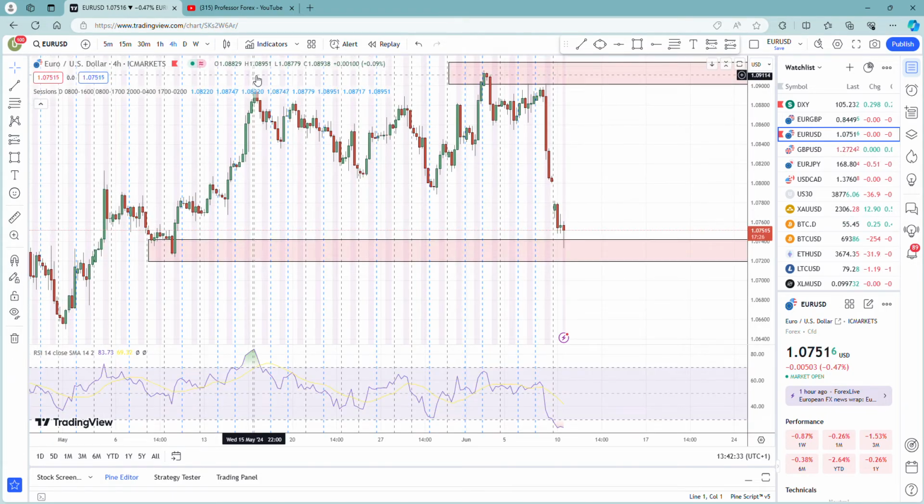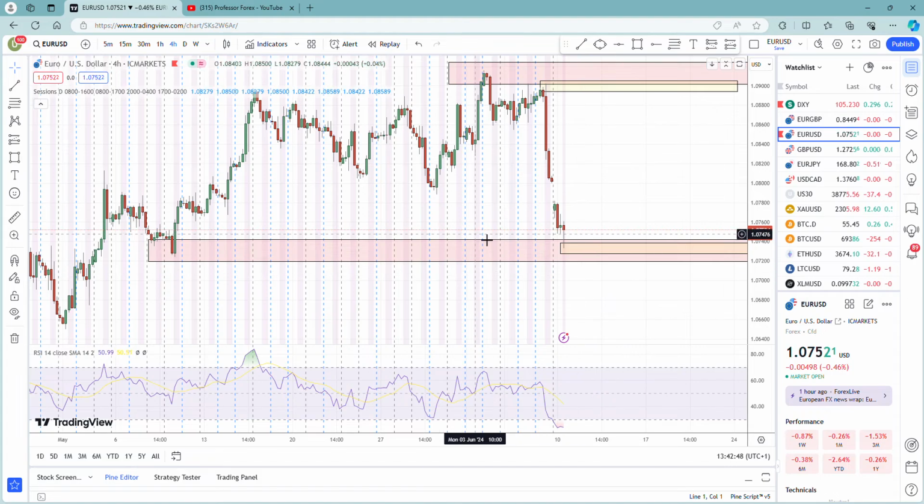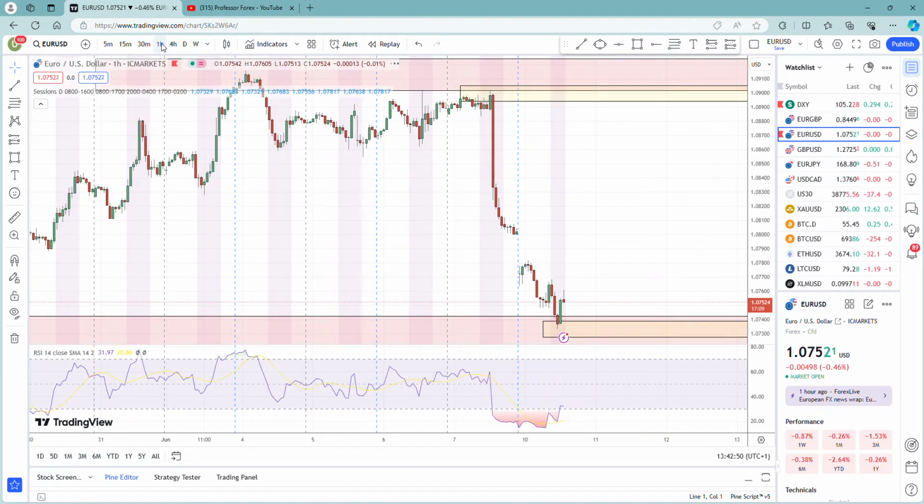You then want to go on to the H4 time frame and repeat the process again. Here you can clearly see there is an H4 level resistance, and here is your H4 support. Now we're going on to the H1 time frame where each candlestick represents 1 hour of price action. But I want to repeat the process once again.